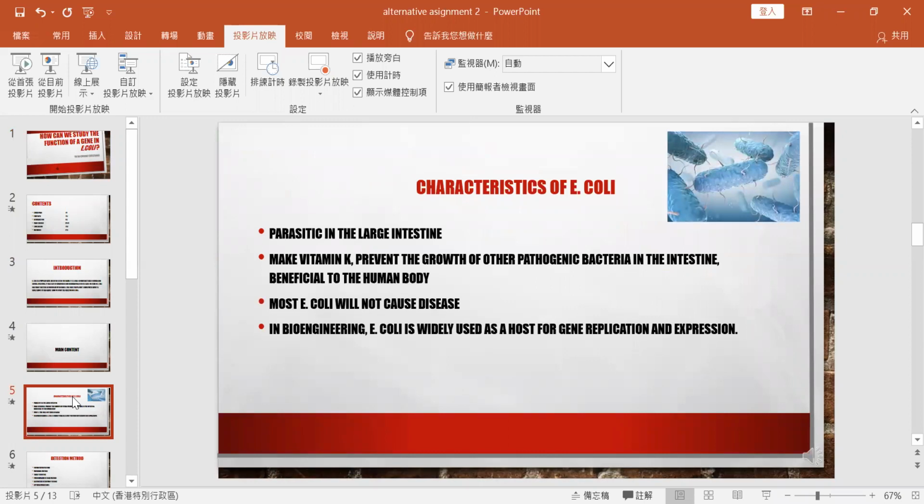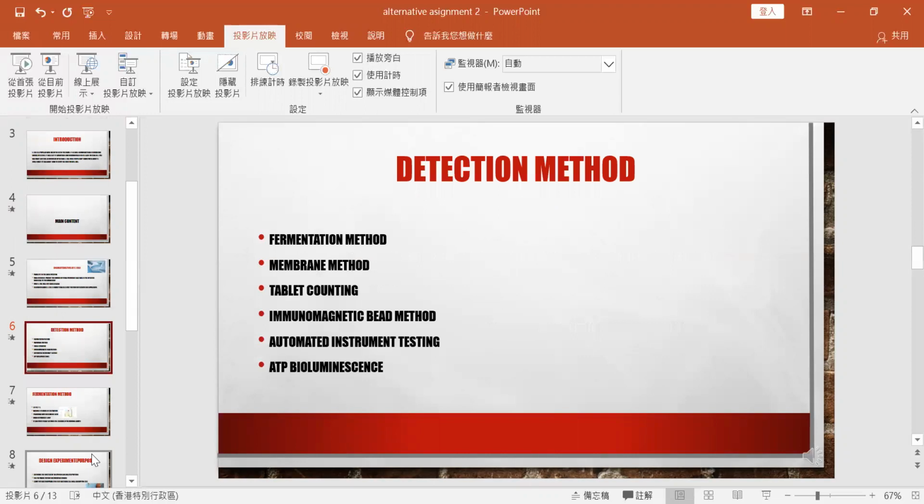We can find E. coli in the large intestine. It has many benefits to the human body, like making vitamin K. Most E. coli will not cause disease, but a small percentage of cases do, just like urinary tract infection. And we have many detection methods, like the fermentation method and the membrane method.